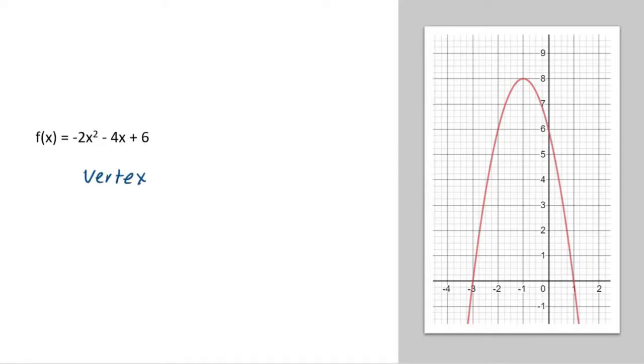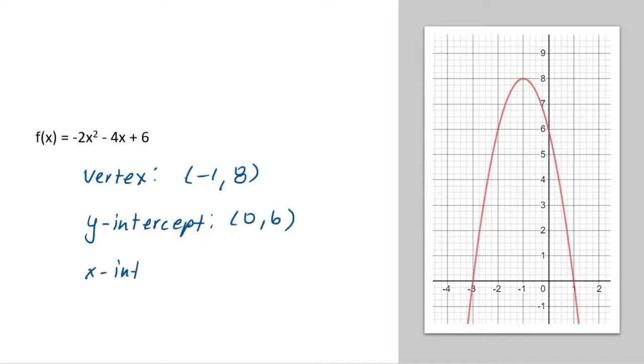We found that the vertex had a value of (negative 1, 8). We have a y-intercept of (0, 6). And the two x-intercepts, these are real values, and in fact they were rational values. And these were (negative 3, 0) and (1, 0). So we plot the vertex at (negative 1, 8), up here. The y-intercept, (0, 6), is this point. The x-intercepts are (negative 3, 0) and (1, 0).